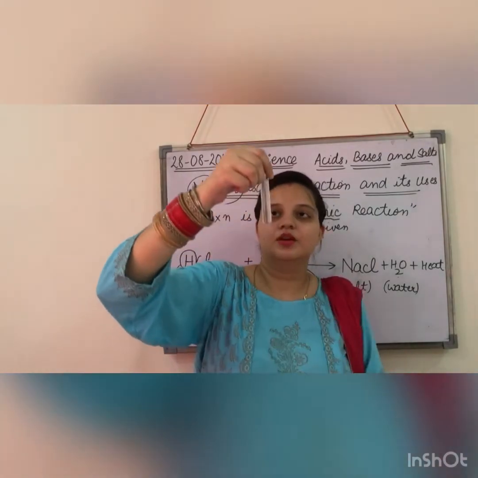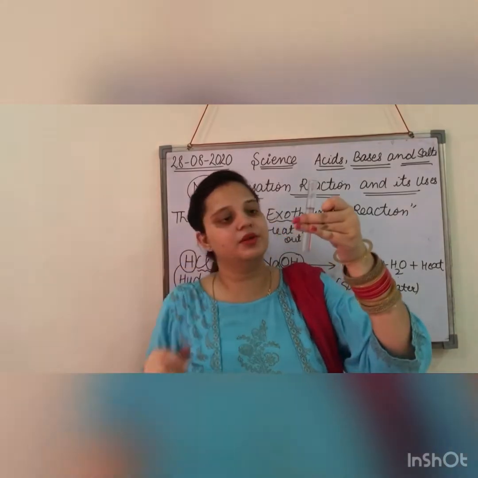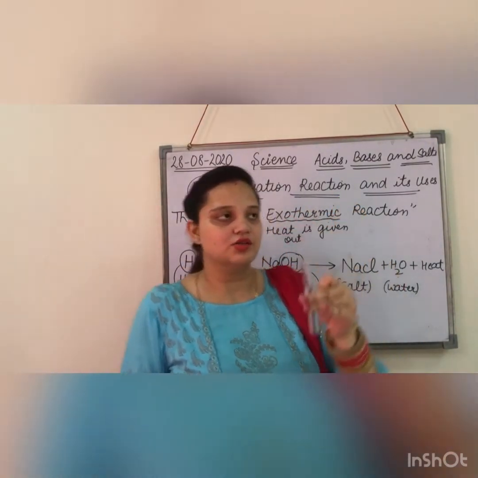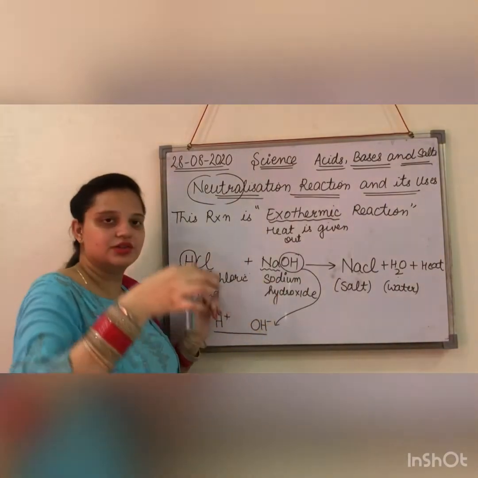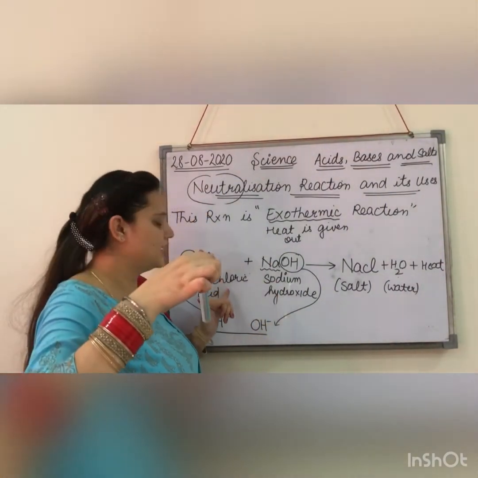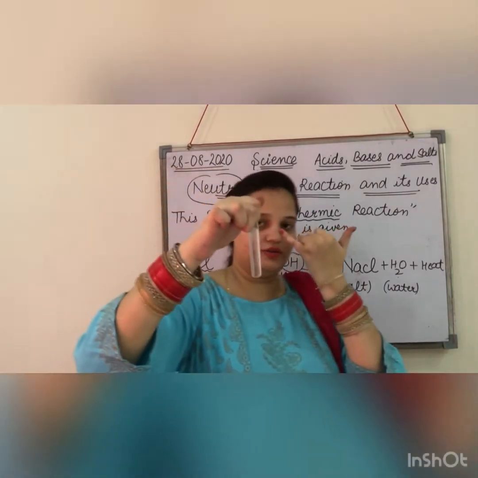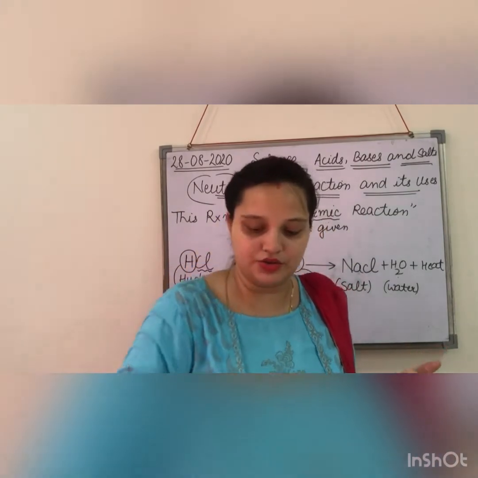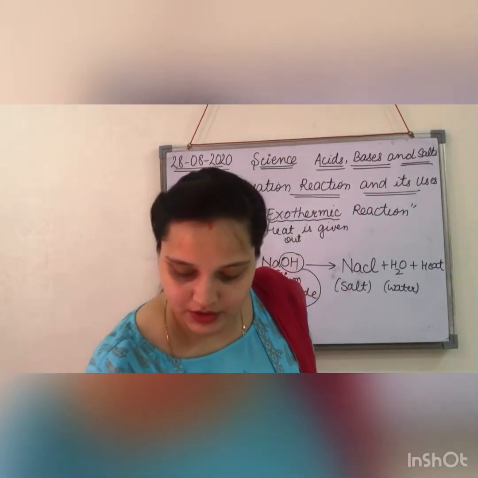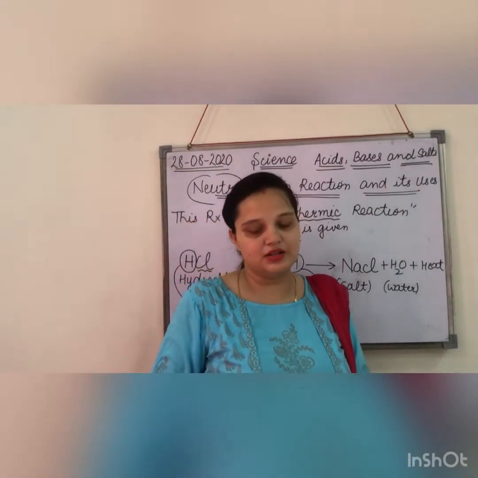Right, so you can see now the pink color has disappeared and you get a colorless solution. So this is how the neutralization reaction takes place. The pink color of the base is neutralized with the acid. After neutralization you will be getting a colorless solution, right? So what we are doing is neutralizing an acid with a base.